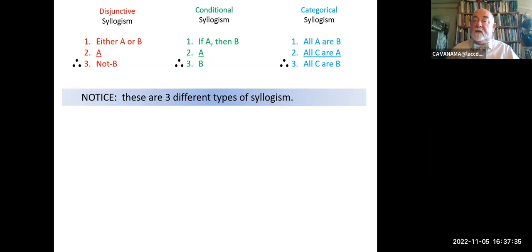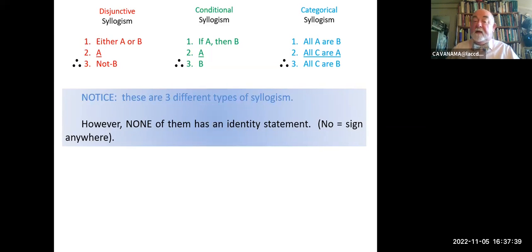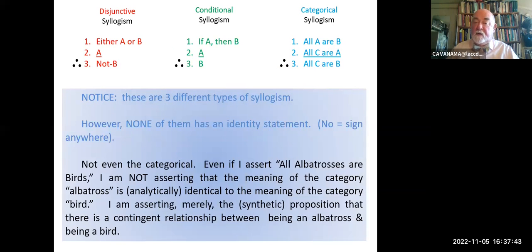Notice these are 3 different types of syllogism. None of them has an identity statement. There's no equal sign anywhere, not even the categorical. If I say all albatrosses are birds, I'm not asserting that the meaning of the category albatross is analytically identical to the category bird. I am asserting merely a synthetic proposition. There is a contingent relationship between being an albatross and being a bird. Those members of the category albatross are also members of the larger category bird, for example.